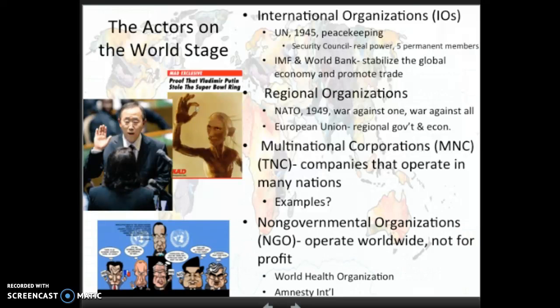And then you have your NGOs. NGOs are non-governmental organizations that operate worldwide, generally not for profit, like the World Health Organization, which tries to fight and eradicate diseases throughout the world, and Amnesty International, which protects human rights.